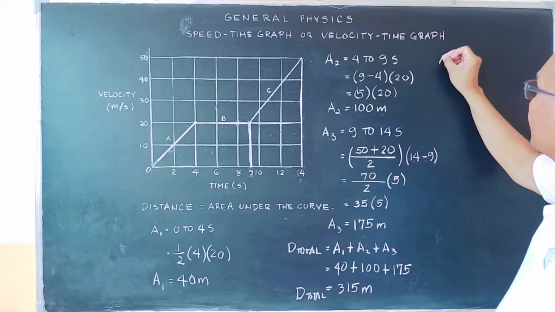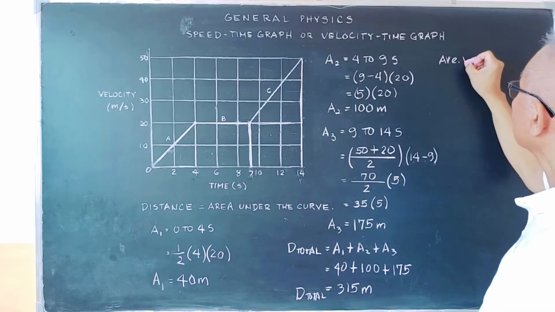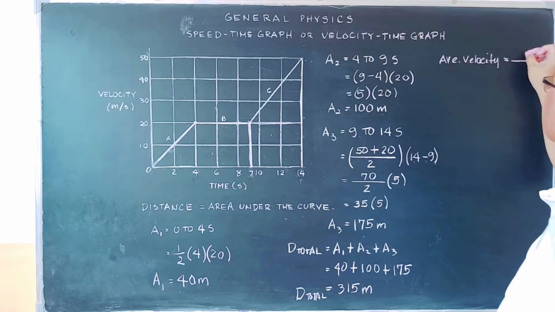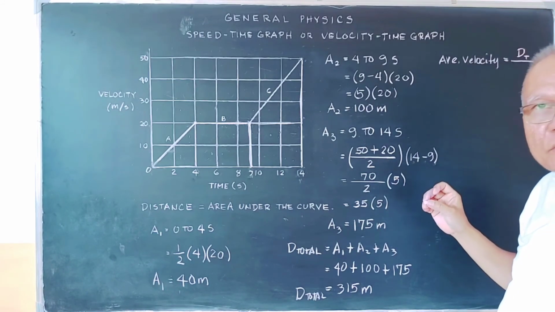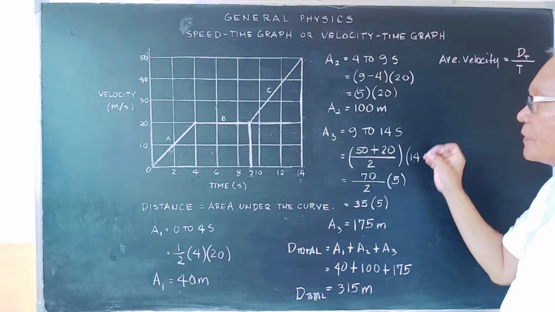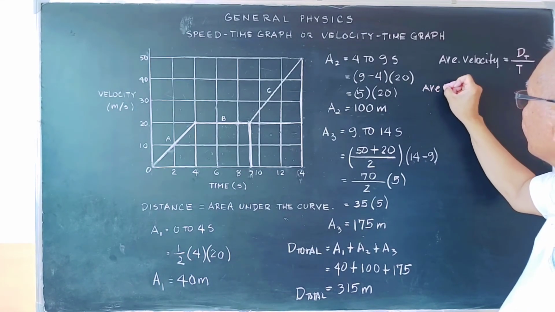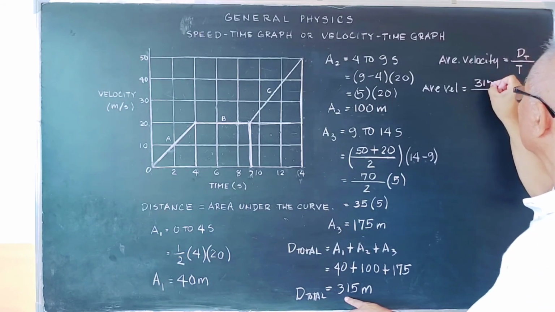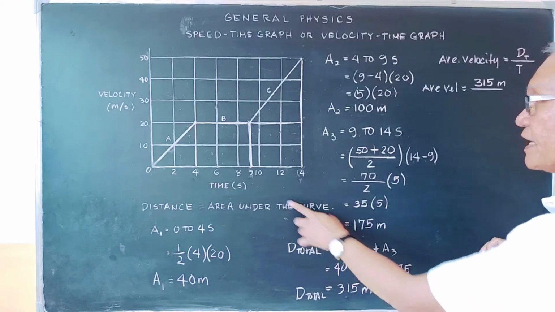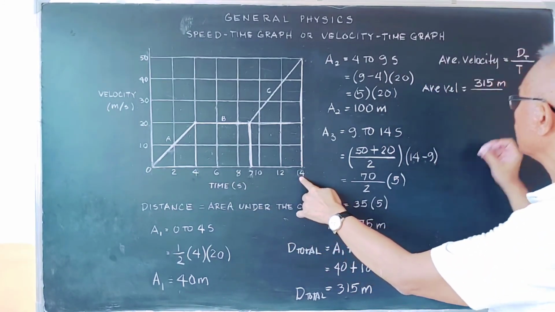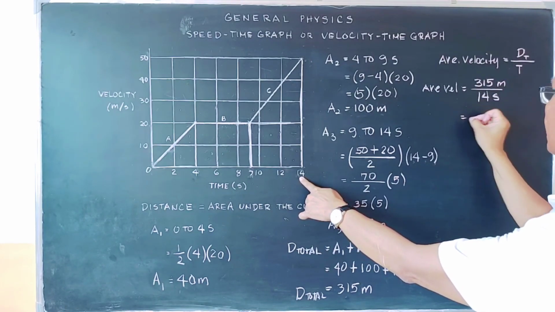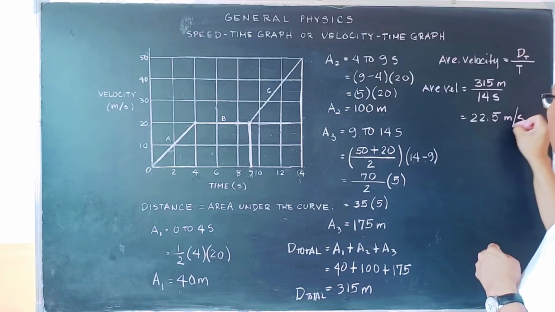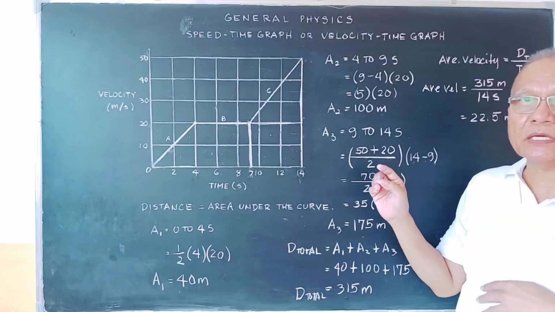What if they ask about the average velocity? Average velocity is equal to the total distance over the total time. So our average velocity is equal to the total distance, 315 meters, divided by time, which is 14. So we have 14 seconds here. So we have an average velocity of 22.5 meters per second. And that is the end of our topic about speed time graph.